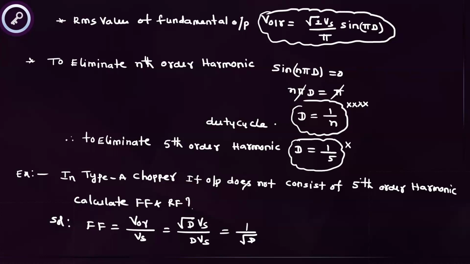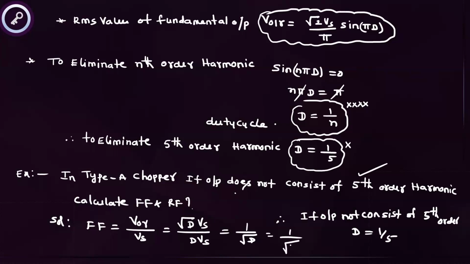Then what is eliminated? Output does not consist of fifth order. If the output does not consist of fifth order, which is eliminated, then what is the duty cycle? 1 by 5. Now substitute here: 1 by square root of 1 by 5, we get root 5. That is the form factor.